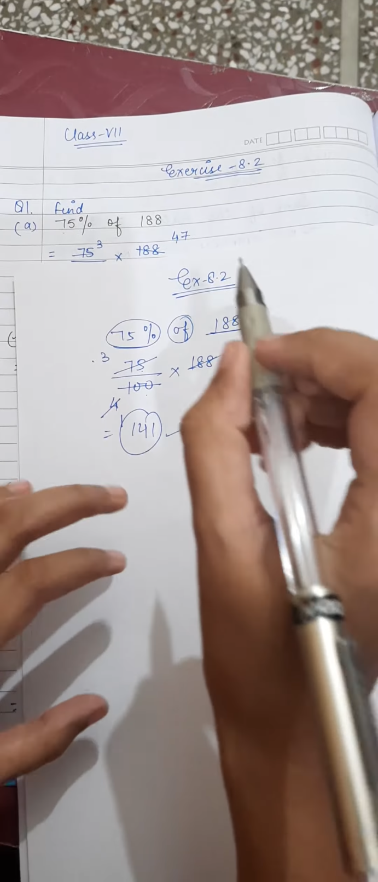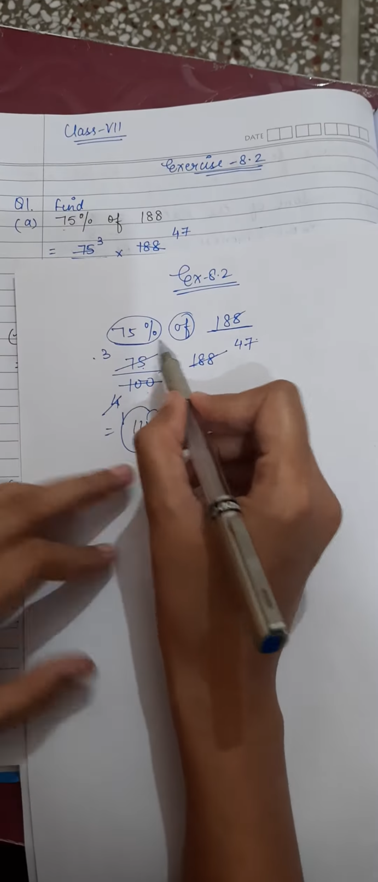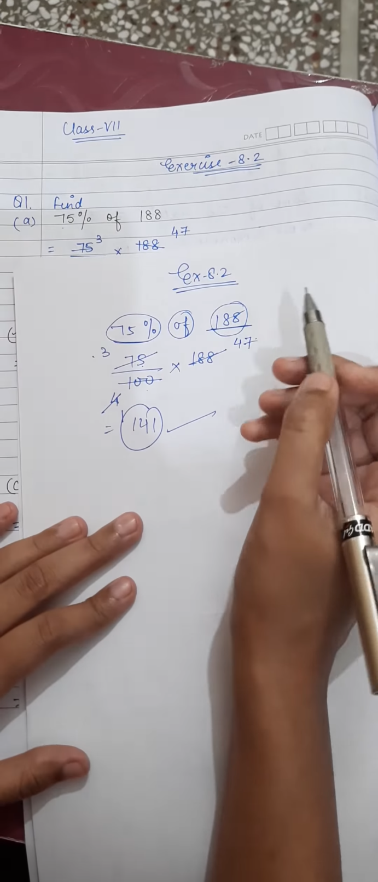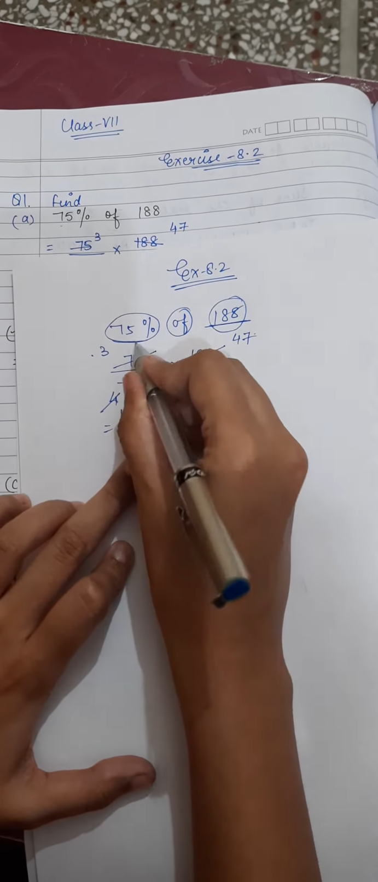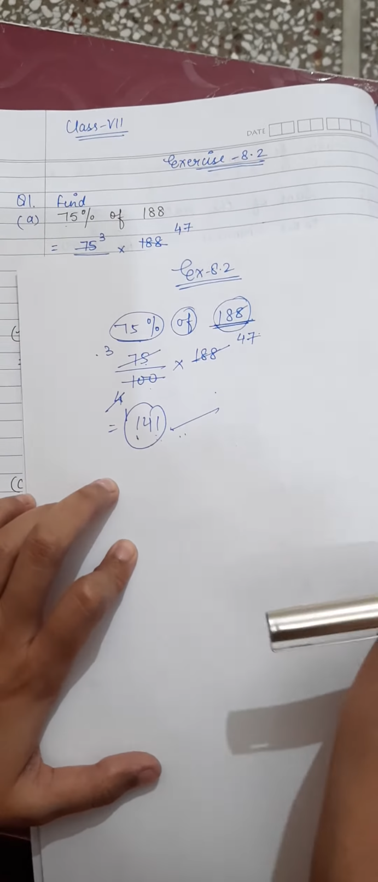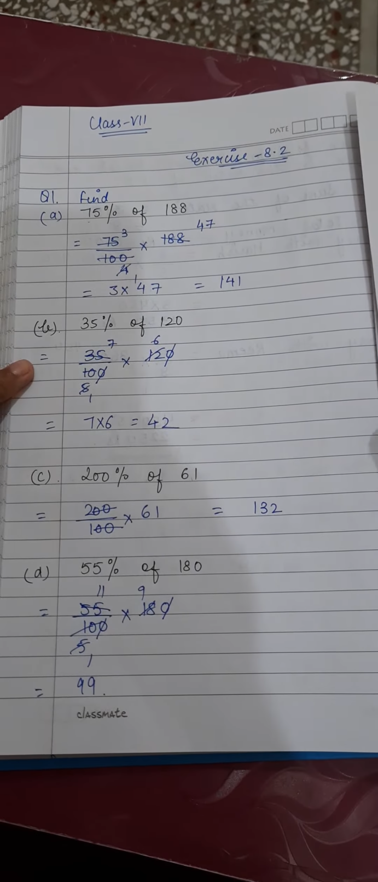So this means if I have to find 75% of 188, then that is going to be 141. This is the exact value. This is the percentage of this number. Okay, now let's move to the B part.